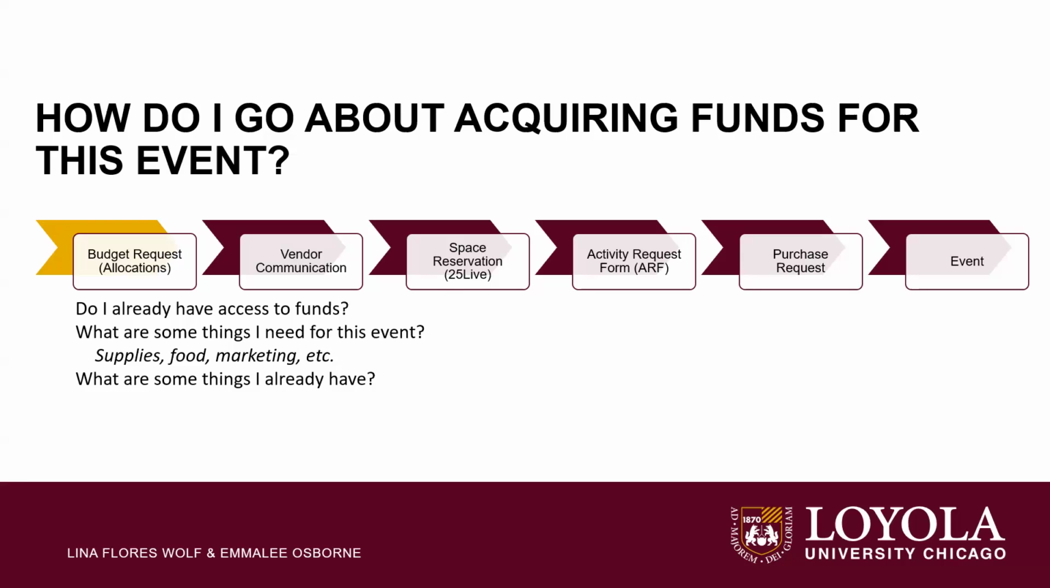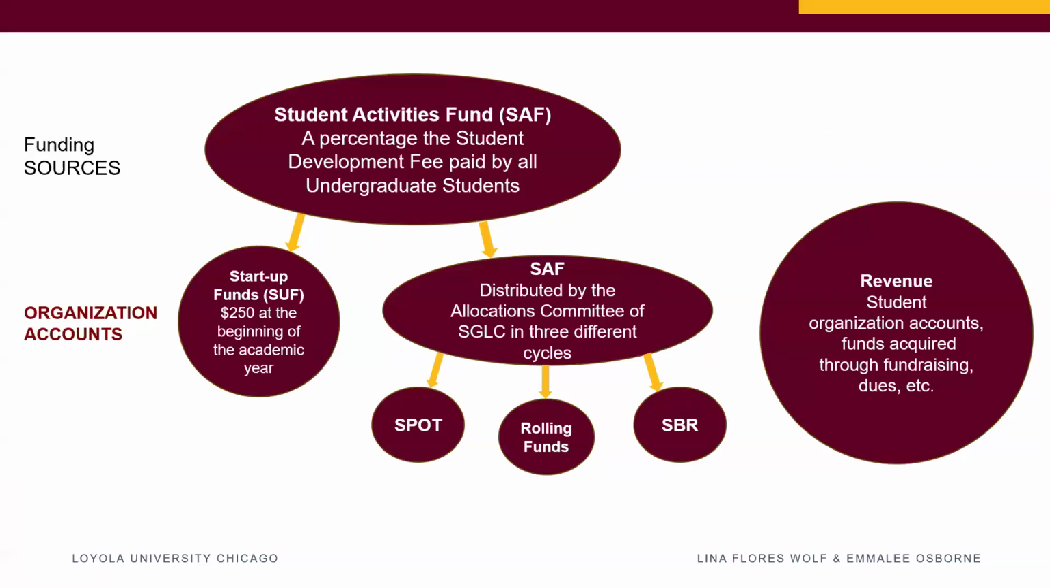Some of the things that you need to think about are the different line items that you need for an event. So whether you need funding for supplies, food, marketing, or if you're contracting a vendor, things of that nature. And then also think about what are some things that you already have. If your organization has a box of supplies from a previous event that you want to get some use out of, you're always welcome to utilize that as well. So make sure you're taking a look at those things so you're not purchasing things for an event that you already have things for.